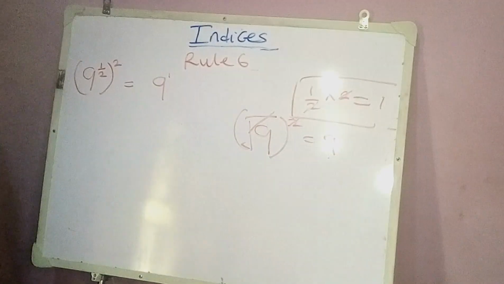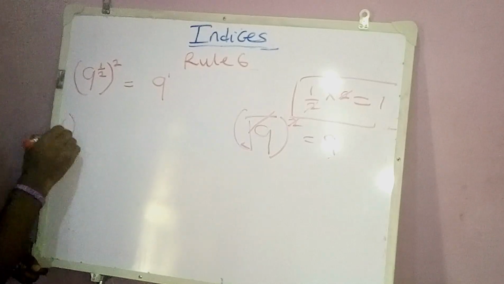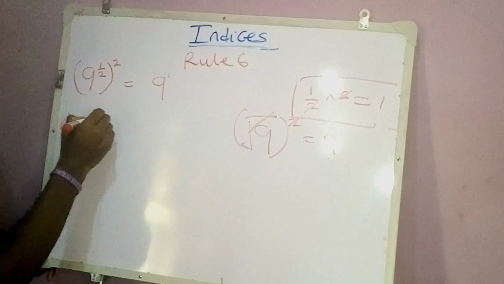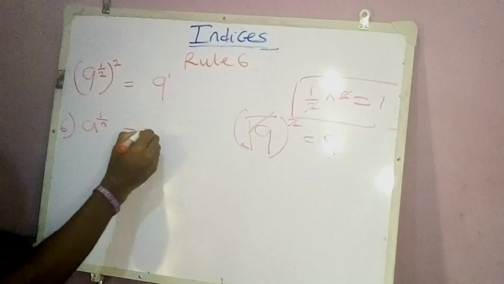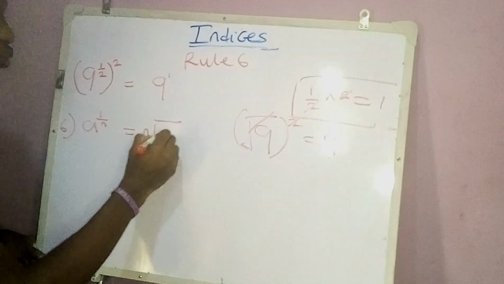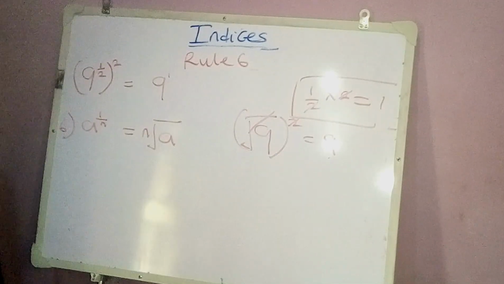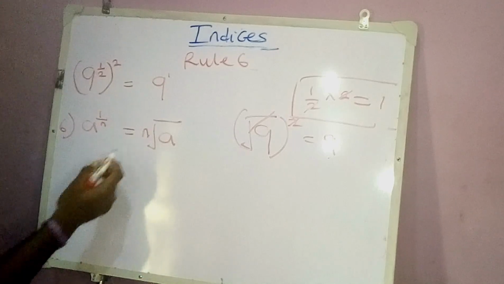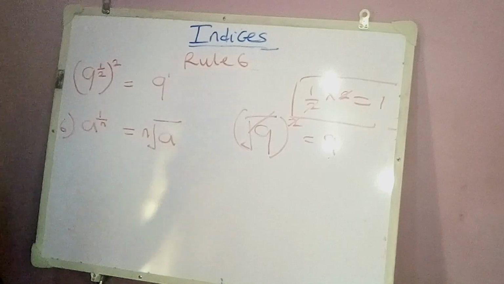So now, rule number 6 states that if I have an expression a raised to the power of 1 all over n, it is the nth root of a. This is rule number 6. If I have a raised to the power of 1 all over n, it is the same as the nth root of a.